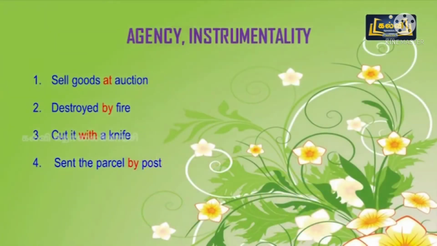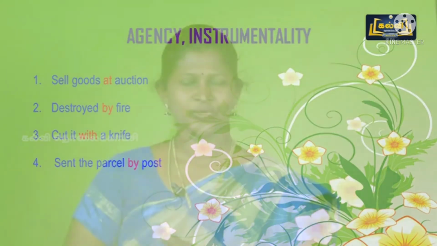Next, we are going to see the examples for agency and instrumentality. First one is sell goods at auction. Second one is destroyed by fire. Third one, cut it with the knife. Fourth one, send the parcel by post. Here, I think you can identify the preposition. Now you can identify the preposition.